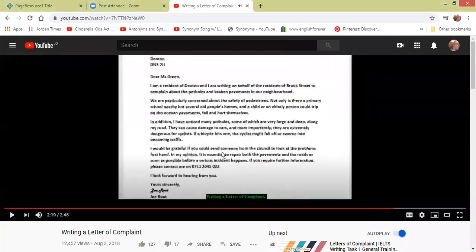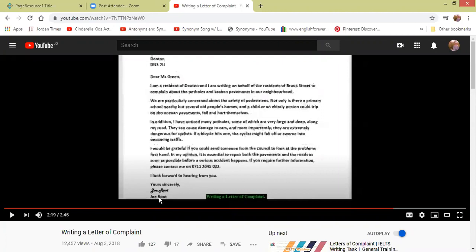Okay, before I continue, I want you to notice how he wrote yours sincerely in here. And he used yours sincerely because he knows the name of the person he's sending. So Joe is a person who lives in this neighborhood, and his neighborhood is filled with roads that have lots of potholes and lots of broken pavements. So do you know what's the meaning of potholes and broken pavements?